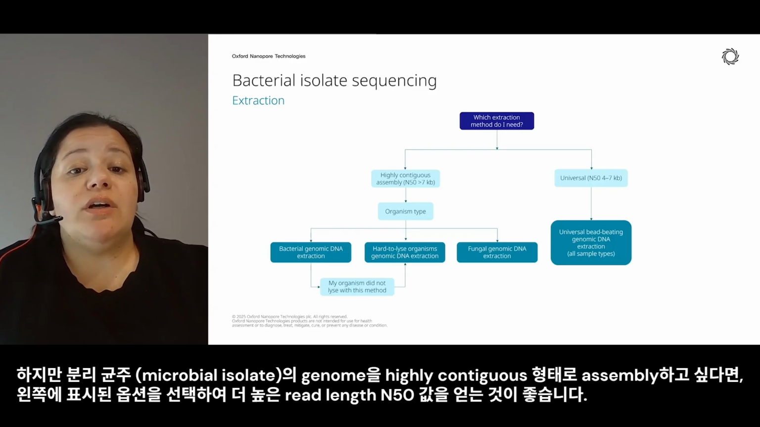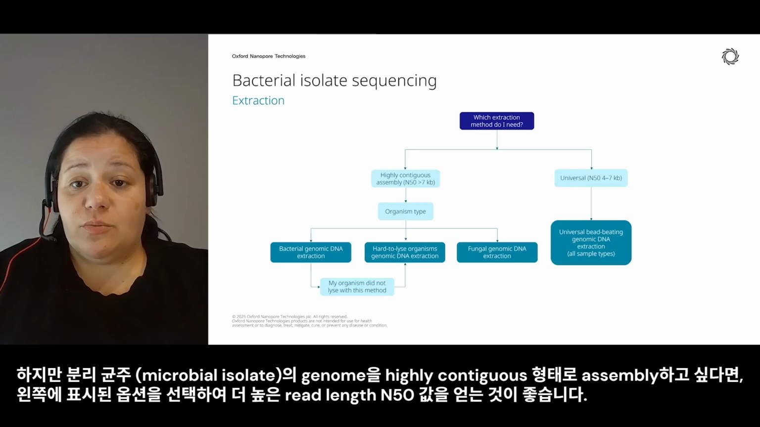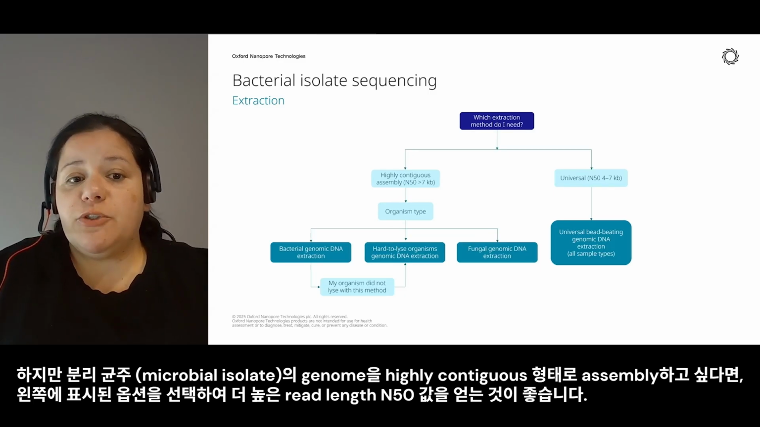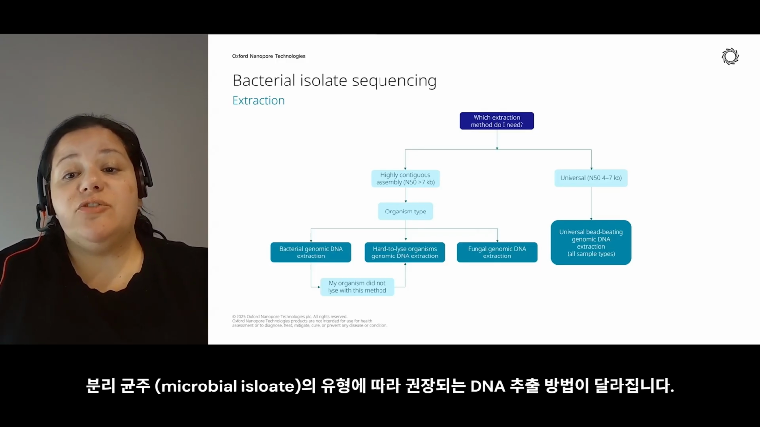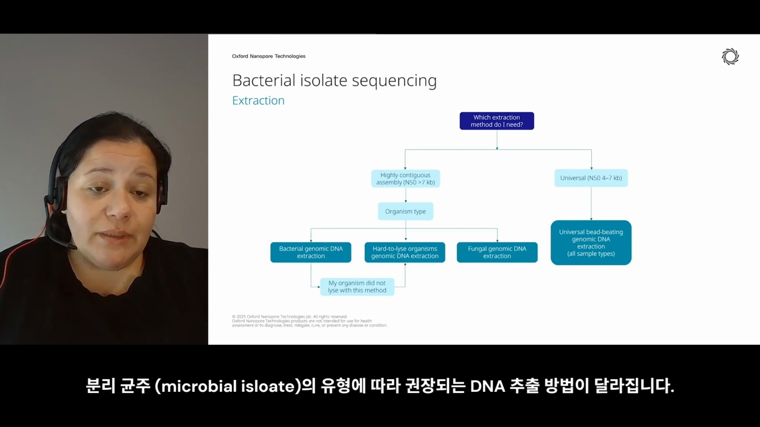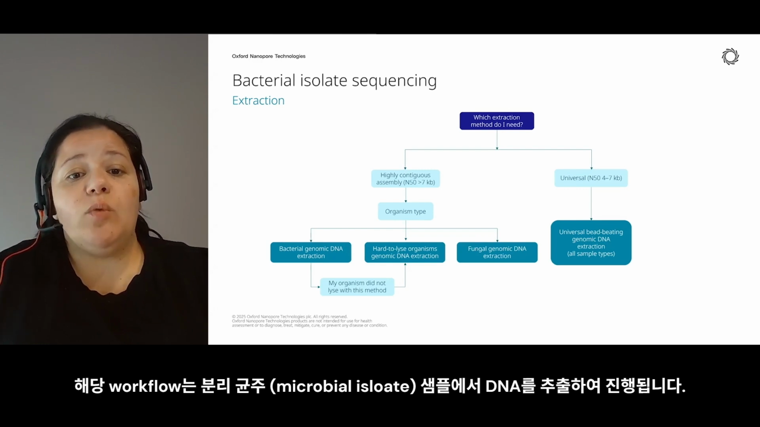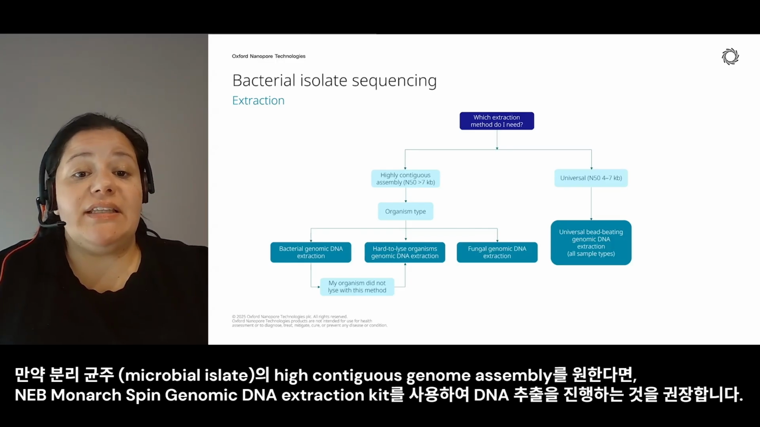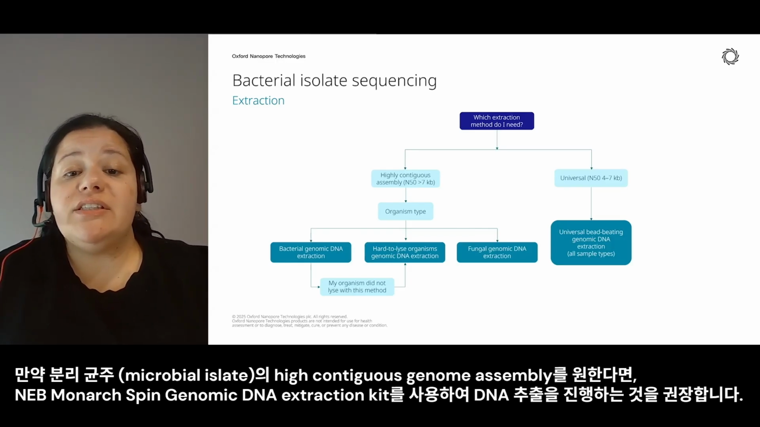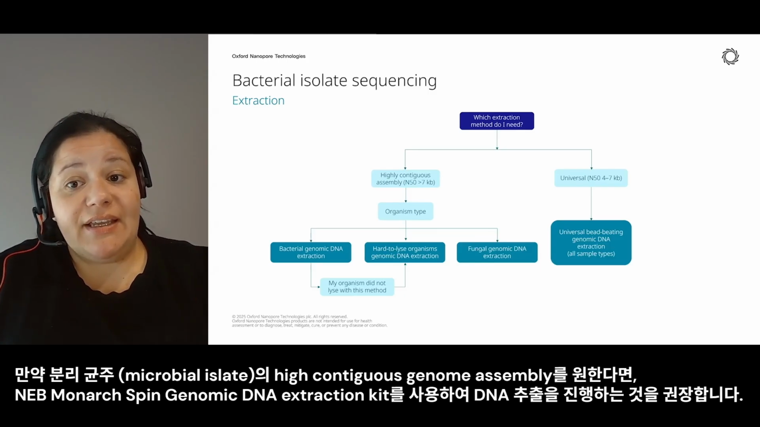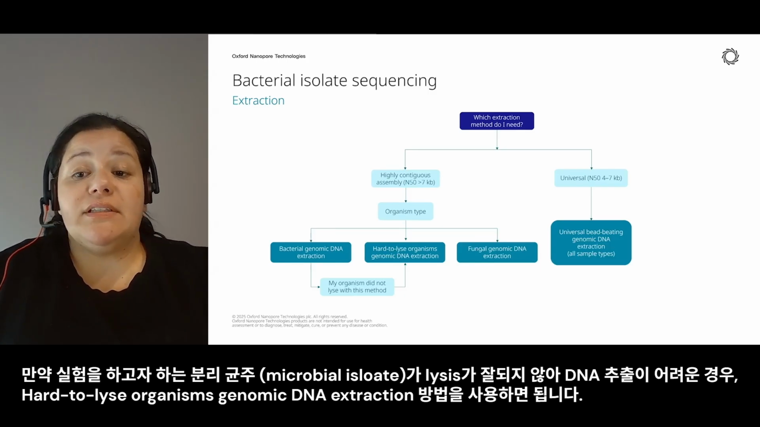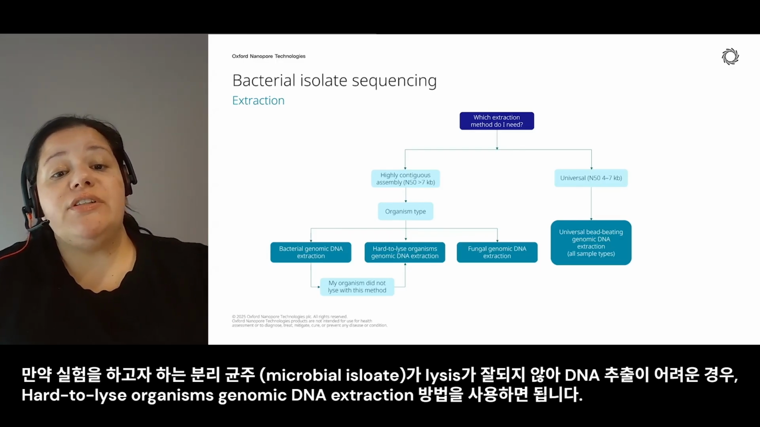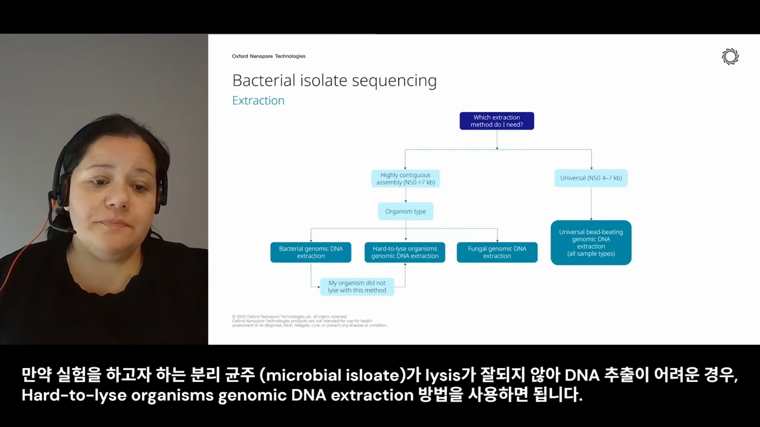If, however, you would like to optimize for highly contiguous assembly of the genomes in your sample, you can go for an option that will give you higher N50s, as you can see on the left. And here we recommend different methods based on your microbial sample types. In this example, we're extracting from bacterial samples. So if we were going for highly contiguous assemblies, we would pick the bacterial genomic DNA extraction method, which is the NEB Monarch Spin Genomic DNA Extraction Kit. If the sample didn't lyse well, we would then be able to use the method for hard-to-lyse organisms.